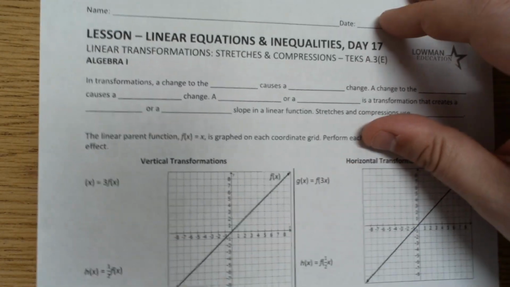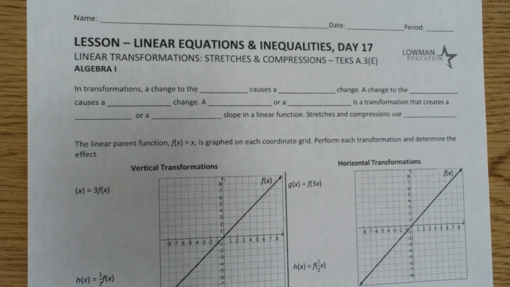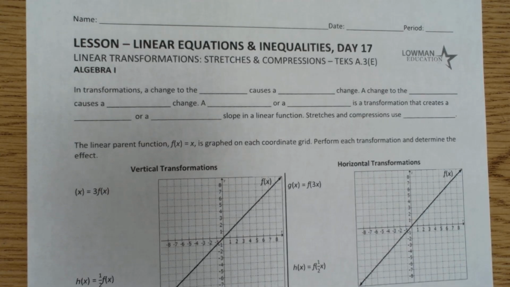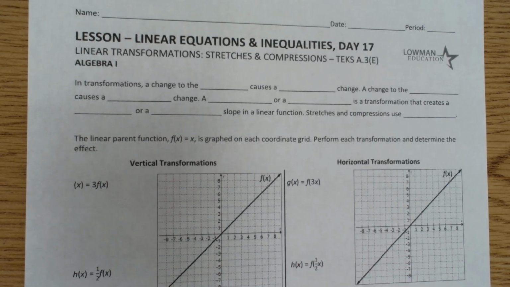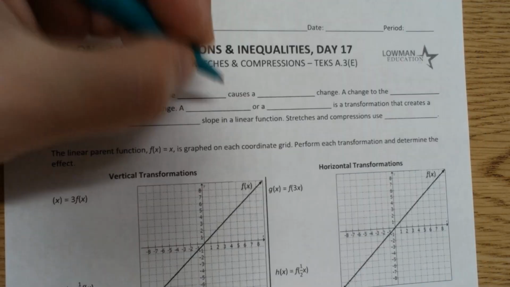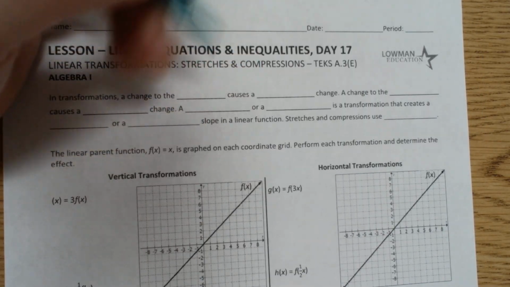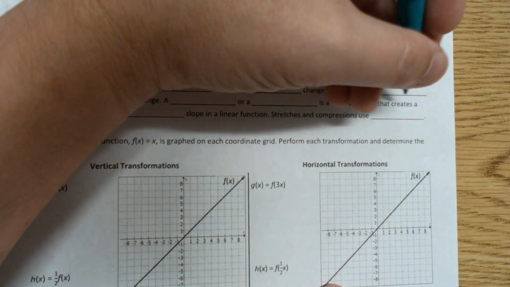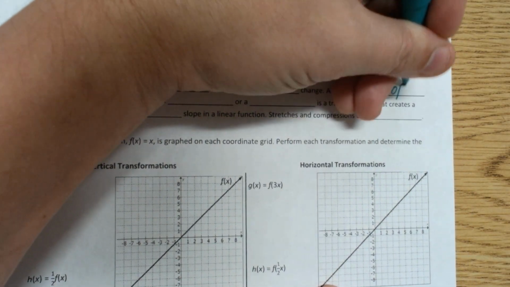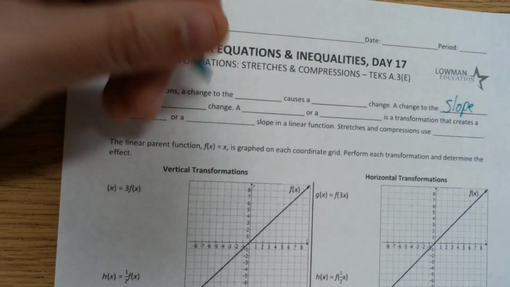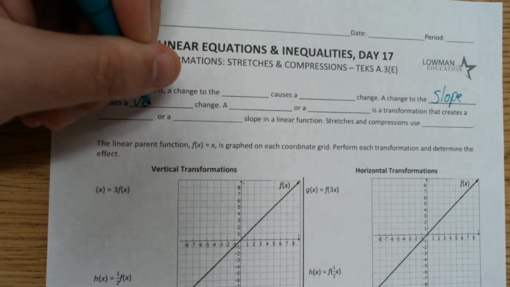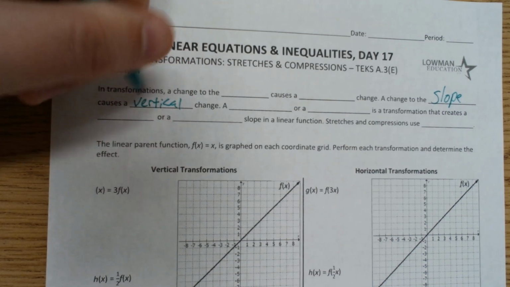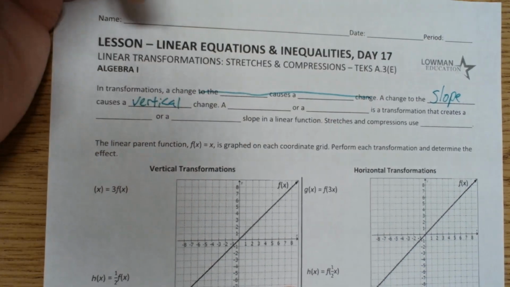All right, we're going to look quickly at some linear transformations, mainly stretches and compressions. And so what we're going to do is this way overcomplicates it. When it talks about transformations, it's going to say stuff about input and horizontal and vertical changes. All we're going to look at is a change to the slope causes a vertical change. So we're not worrying about the first part.